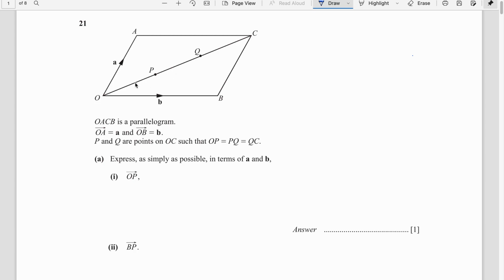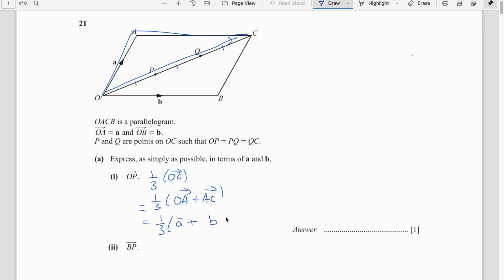So if these are equal, for myself I'm labeling it like this, that these are the equal parts. It says express as simply as possible in terms of A and B. OP. Now OP is 1/3 of OC. So I'm writing 1/3 of OC. For OC we start at O and we end at C. So this is the path we'll follow, OA plus AC. From the diagram you can see OA is A and AC is parallel to OB and equal to OB. So that's B. So 1/3 (A plus B).